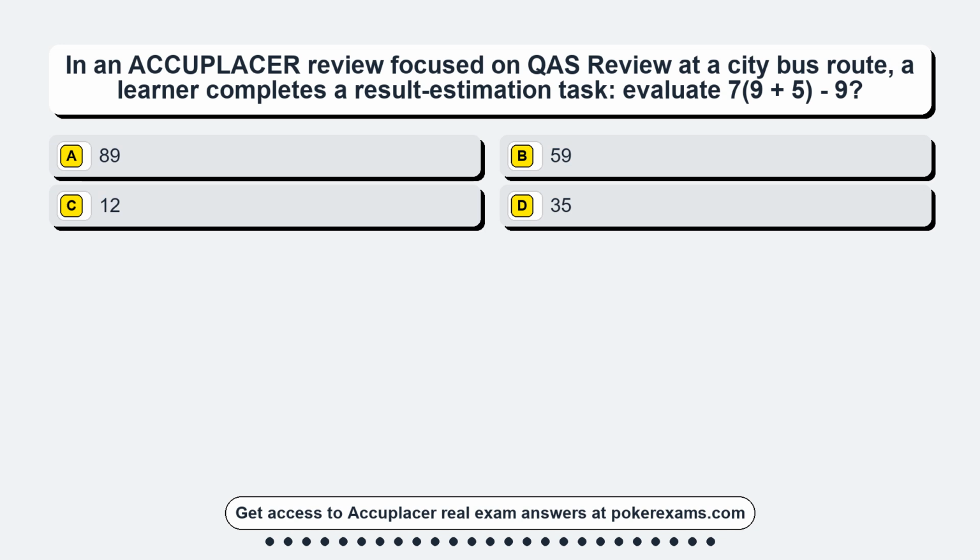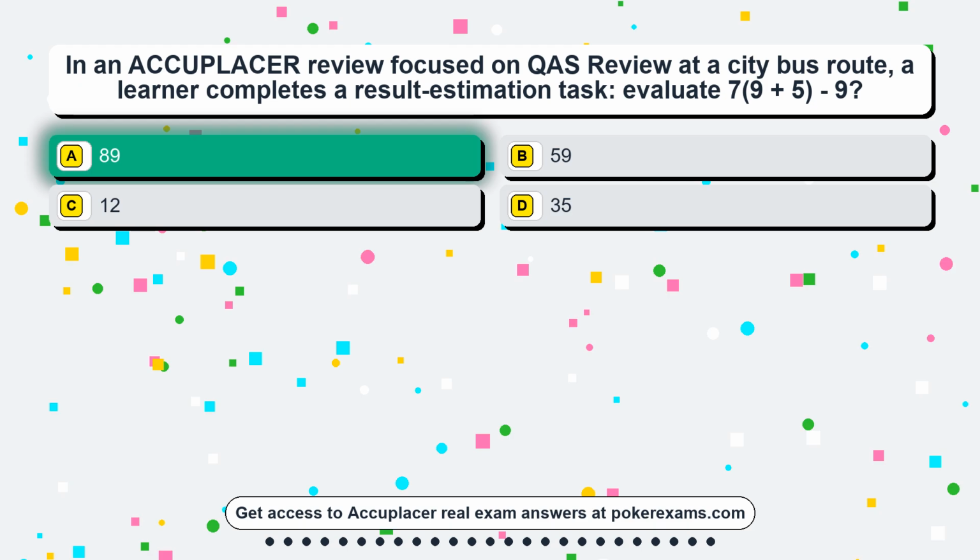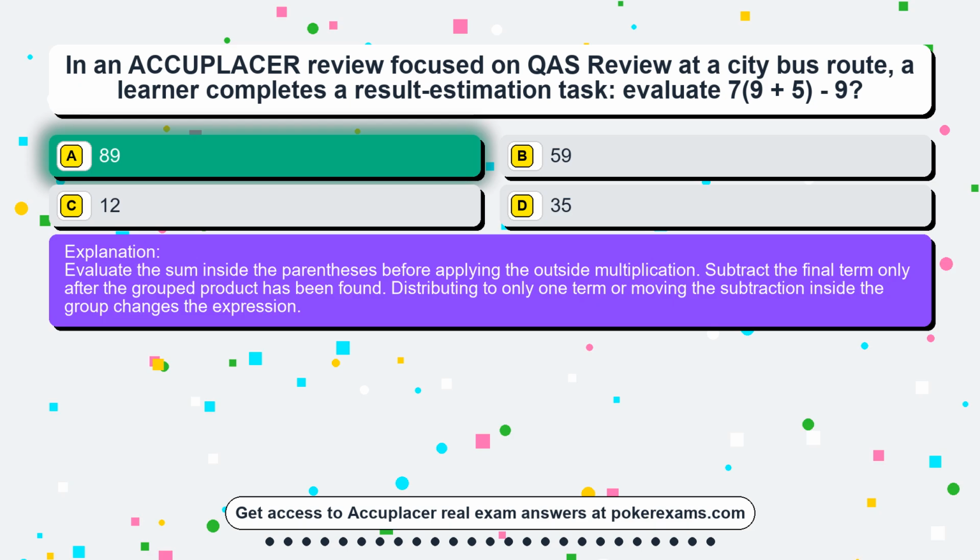Question 19. In an ACCUPLACER review focused on QAS review at a city bus route, a learner completes a result-estimation task. Evaluate 7(9 + 5) - 9. Option A, 89. Option B, 59. Option C, 12. Option D, 35. The correct answer is option A, 89. Evaluate the sum inside the parentheses before applying the outside multiplication. Subtract the final term only after the grouped product has been found. Distributing to only one term or moving the subtraction inside the group changes the expression.